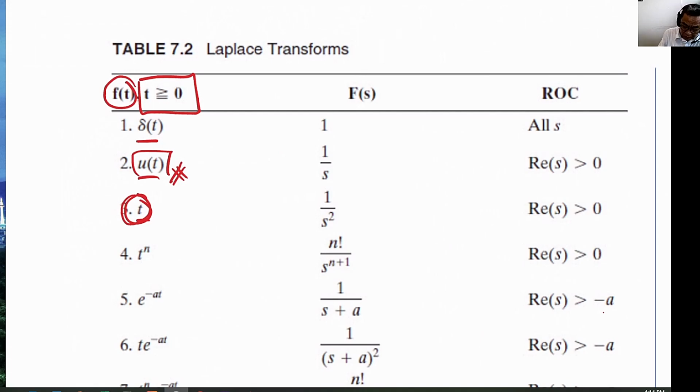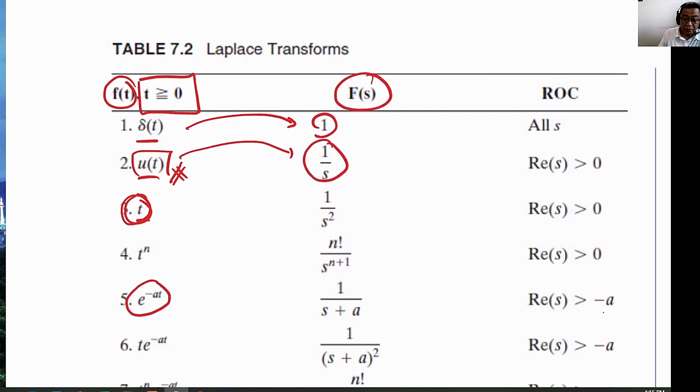In the second column, we have the Laplace transform of the corresponding signal. So the Laplace transform of the delta function is 1. The Laplace transform of the unit step is 1 over s. And this is what we have seen in the last section, where the Laplace transform of e to the minus at is 1 over s plus a.